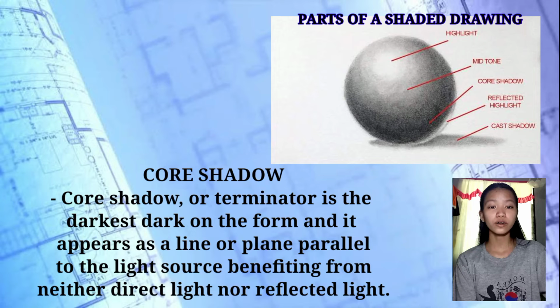Number 3 is core shadow. Core shadow ay tinatawag ding terminator. Ito yung darkest of all the tones ng isang object. So, yung core shadow is plane parallel to the light source, benefiting from neither direct light or reflected light. Yung dark shadow o yung core shadow, siya yung magbibigay ng shape sa object.